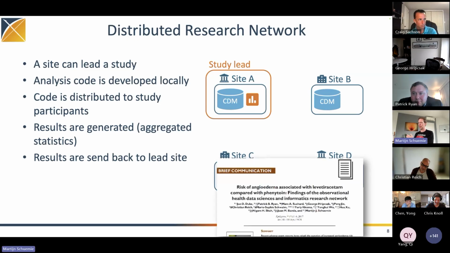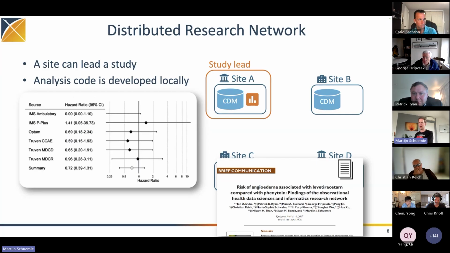For estimation, one example of a now pretty old study where we did this is we ran this study on angioedema and levetiracetam a while back, and so every site produced an estimate, in this case a hazard ratio with a confidence interval, and then we simply combined the hazard ratios using a random effects meta-analysis to produce a summary estimate. But there is a bit of a challenge when we just take the standard off-the-shelf random effects meta-analysis, in this case DerSimonian and Laird.